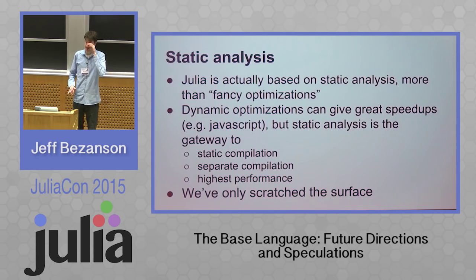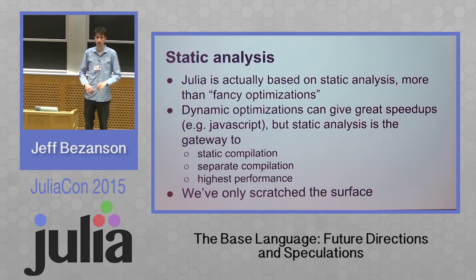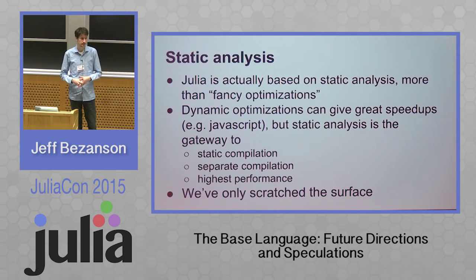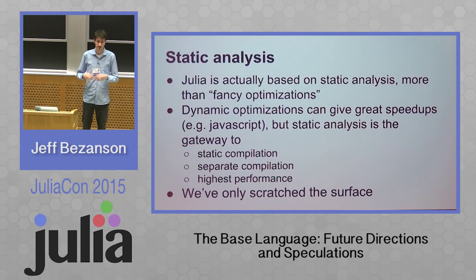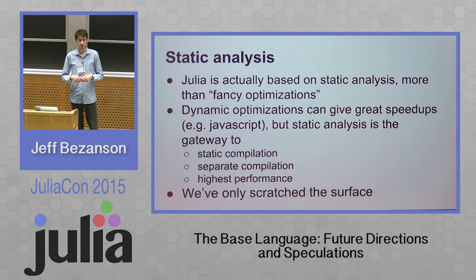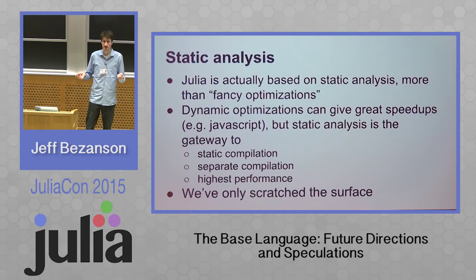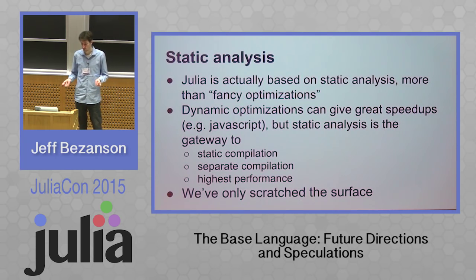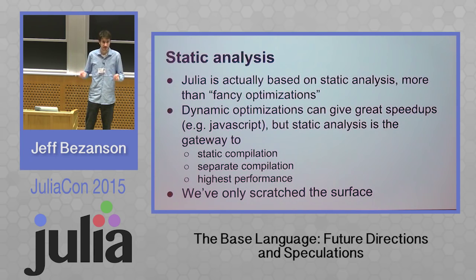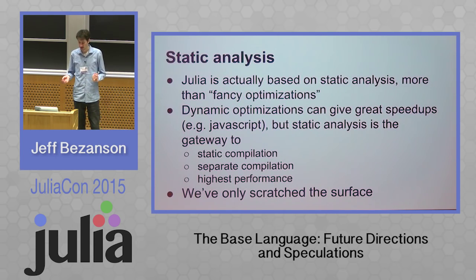All right, next topic. Future static analysis, compiler analyses. So Julia is actually based on static analysis. It's really designed around static analysis. It's easy to talk about it as being a fast dynamic language, so people think of all kinds of fancy optimizations you must have to do to get performance. We don't really do really fancy optimizations in this sense.